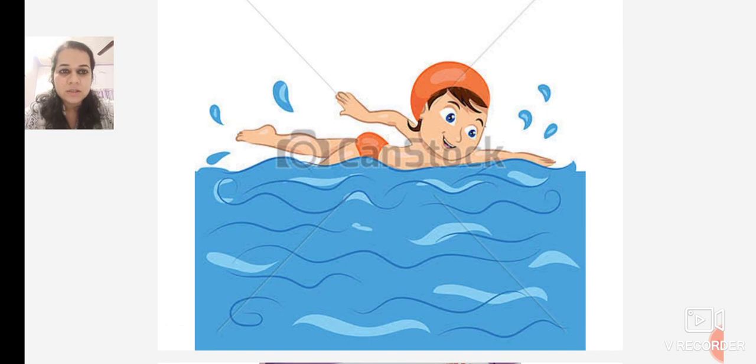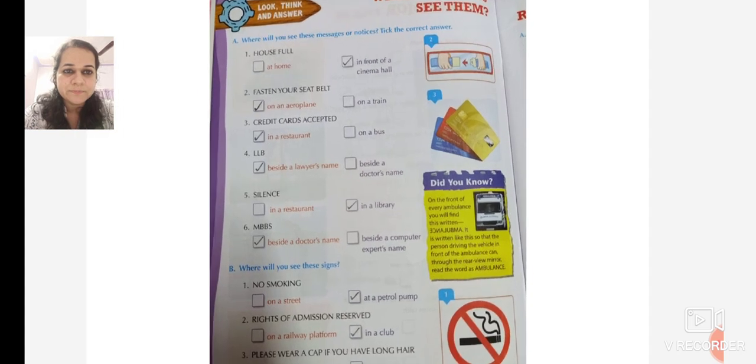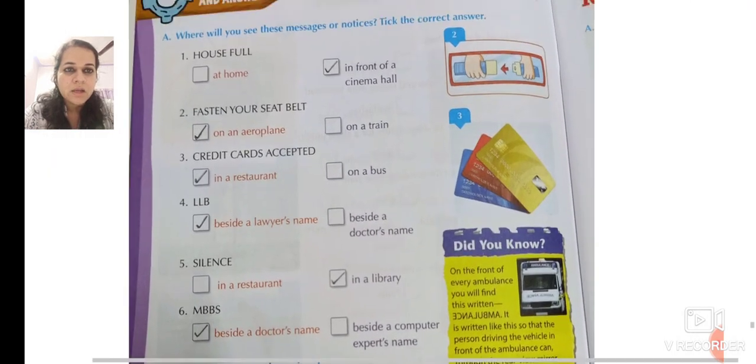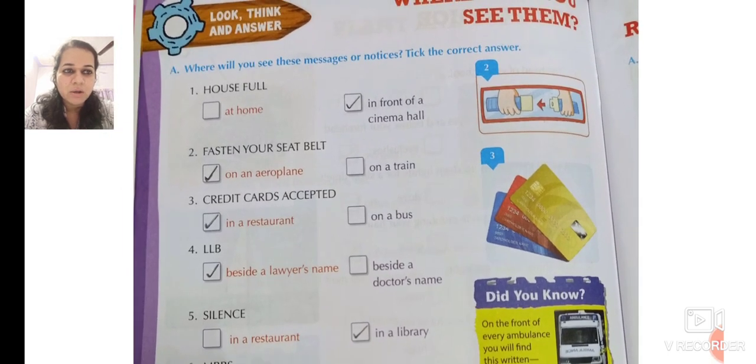Now students, here are the answers you can mark in the textbook. Houseful, in front of a cinema hall, because they put a board when the tickets are finished selling and they have no tickets left. They put the board houseful.